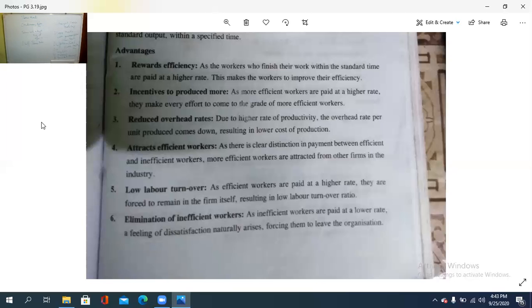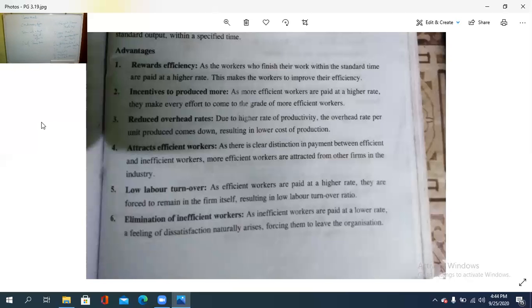So labor turnover ratio is the entry and exit of the workers from an organization. That ratio is the labor turnover ratio. So they try to remain in the firm because of the good package. Why the good package? Based on the efficient workers, that is, they are working hard or more efficiently, so that they are forced to remain in the firm itself, resulting in low labor turnover ratio and elimination of inefficient workers.